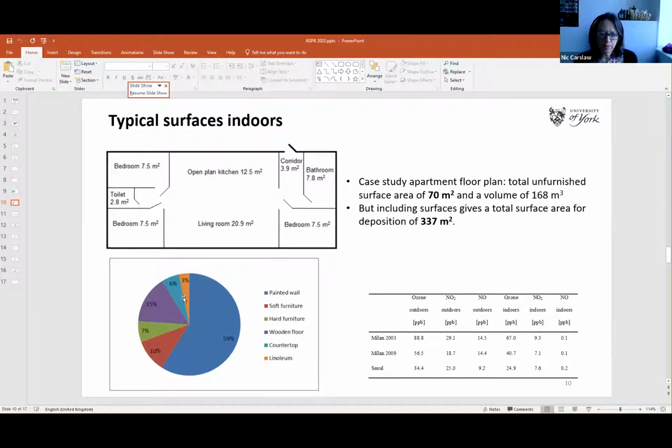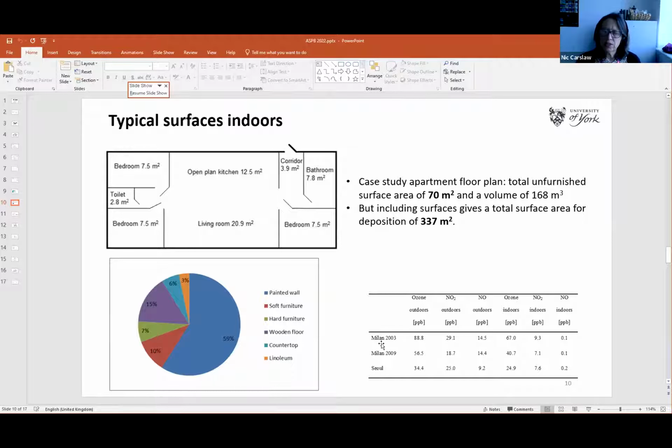So this plot here is now showing you what percentage of the total surface indoors is due to walls or furniture or whatever. So you can see that a big proportion of your indoor surface area is taken up by painted walls, and that includes ceilings as well. So this shouldn't surprise anyone, because if you think about any building, it's walls and ceilings that are going to make up most of the surface. But you still get quite significant contributions from wooden floors. We don't have carpets in here because we were looking at a typical European apartment, and Europeans don't use carpets as much as we do in the UK.